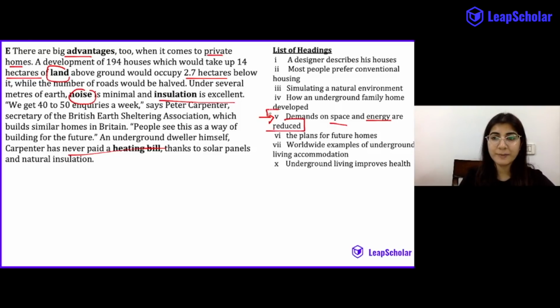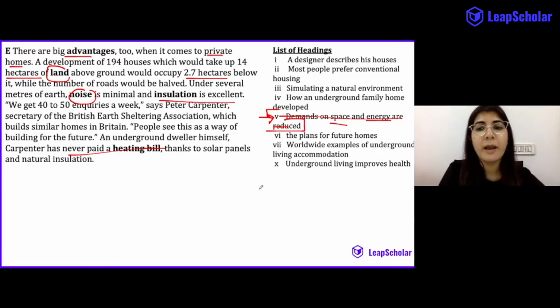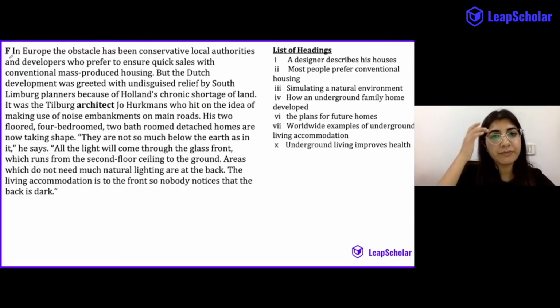So demands on space and energy are reduced, and I can strike it through. Moving forward to paragraph F. In Europe, the obstacle has been conservative local authorities and developers who prefer to ensure quick sales with conventional mass-produced housing. All right. So it does look like, because they've used the word conventional housing here, you might feel like this is a good heading for it.